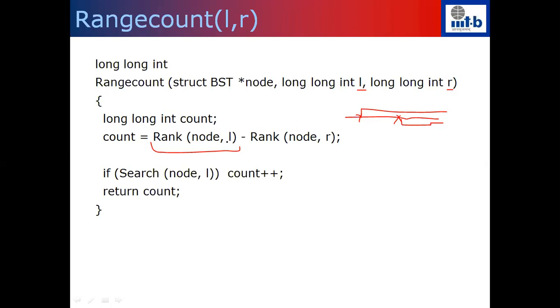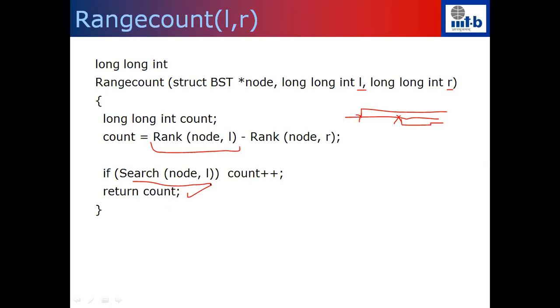So in order to take care of L, I just do a search for L. If L is there, I increment the count by 1. Otherwise, I'll not increment the count by 1, and then return the count. So this function will compute the number of nodes in the binary search tree which are greater than or equal to L but smaller than or equal to R.